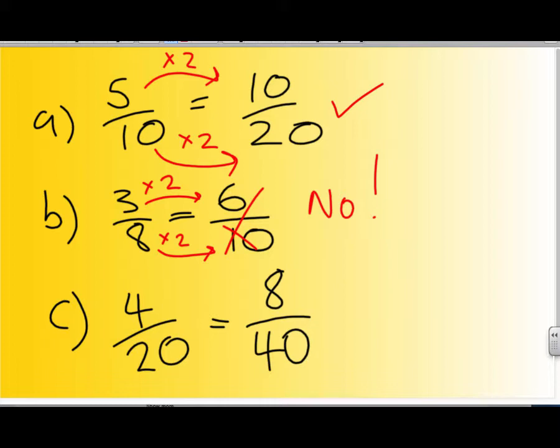What about the last one, C? What do you times by 4 to get to 8? Is it the same thing you times 20 by to get to 40? Pause me, have a go. 4 times 2 equals 8. 20 times 2 equals 40. So that one is equivalent. Hooray! I hope that's been some help. You're going to have a go at D, E, and F all by yourself.